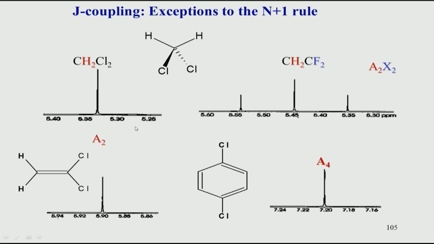So, this is basically the idea of J coupling: whenever you have chemically equivalent hydrogens, they do not split each other even if there is a coupling between them, because they are equivalent.